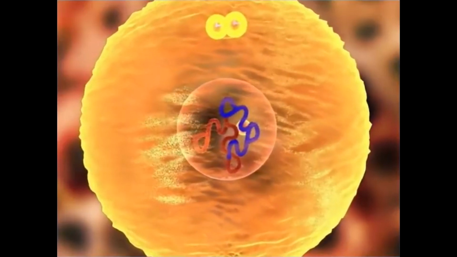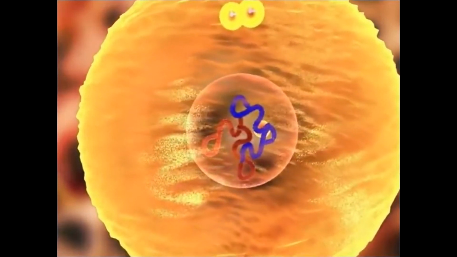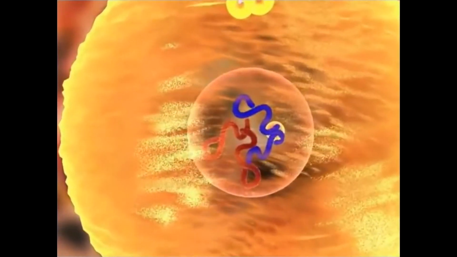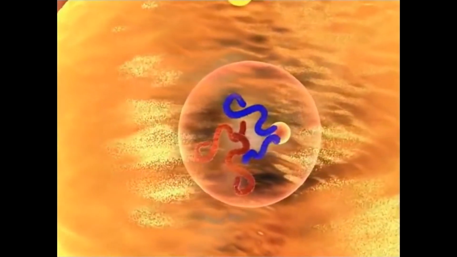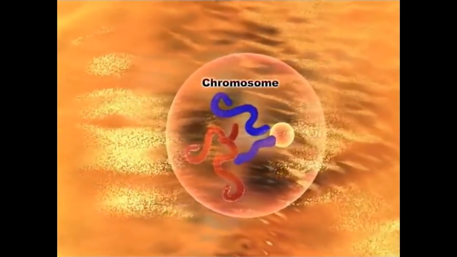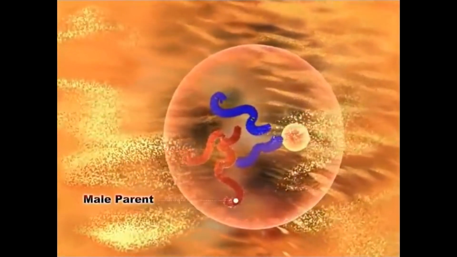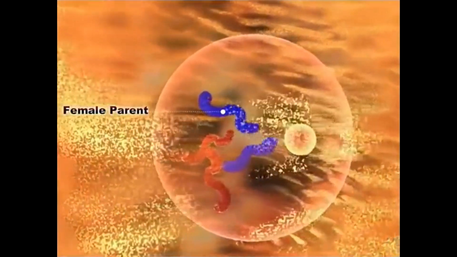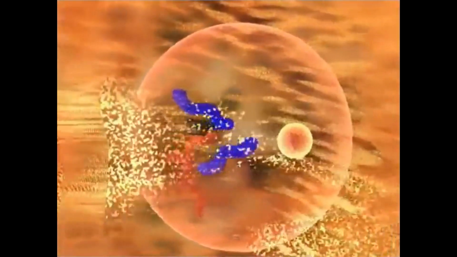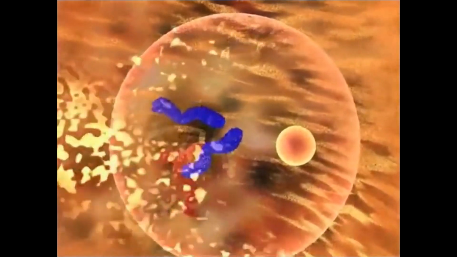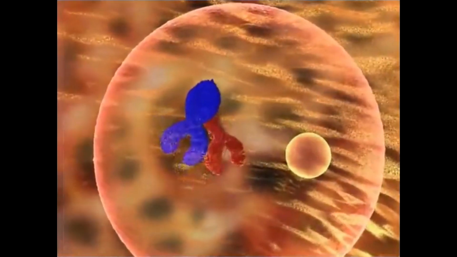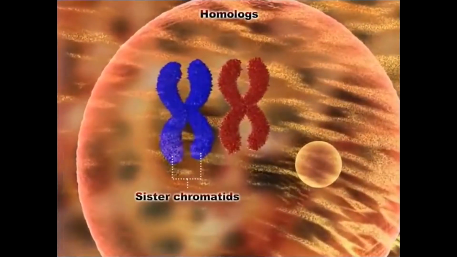Let's know about the homologs before studying the phases of prophase 1. Each diploid cell has 2 copies of each chromosome, one inherited from the male parent and the other from the female parent. These 2 copies, coming from different parents, are similar to each other and are called homologs. Now let us look at the different stages of prophase 1 in detail.